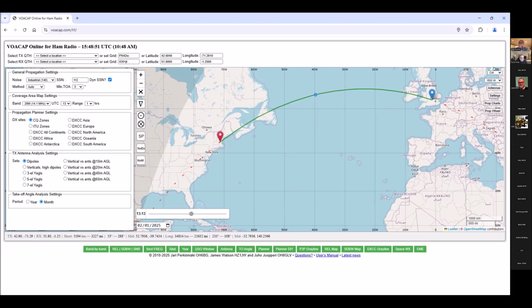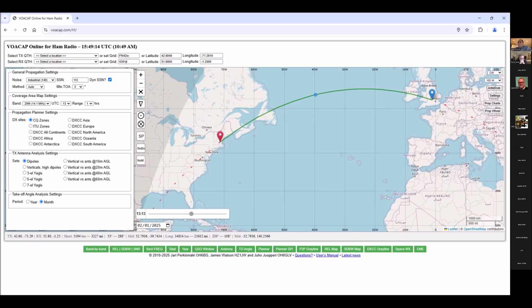So actually for me, my tri-bander is currently on sawhorses in the middle of my yard. So I'm going to get relegated to verticals and high dipoles. We'll get to it in just a second. All right. Are you going to be running 1500 watts or something else? No, just low power, 100 watts. Low power? Yep. All right.